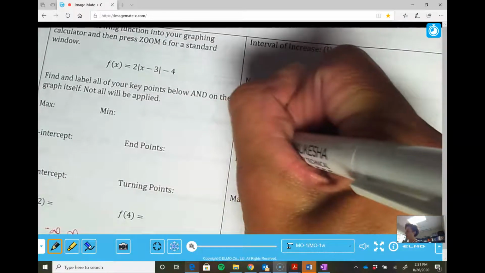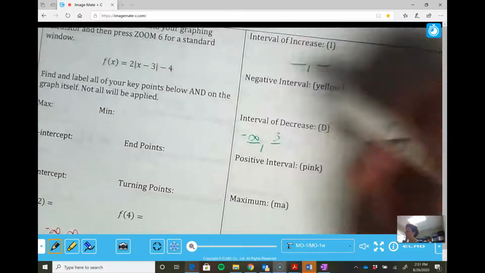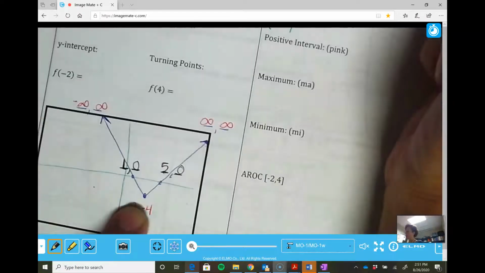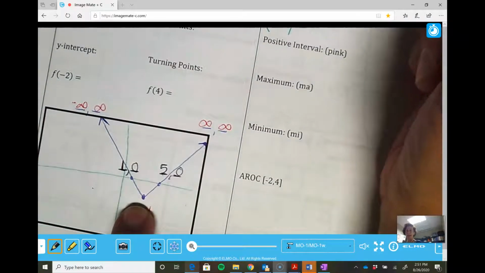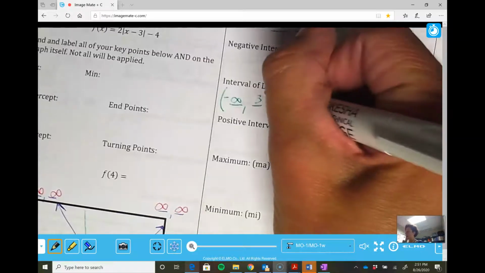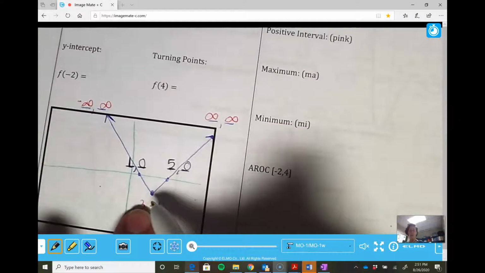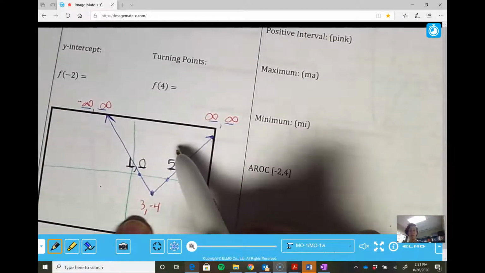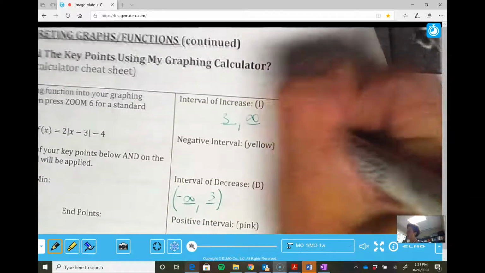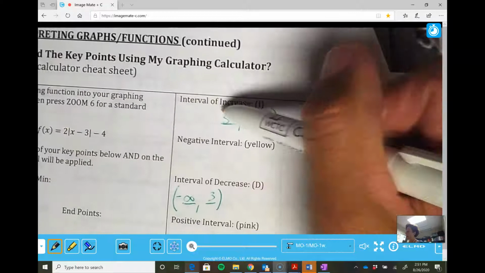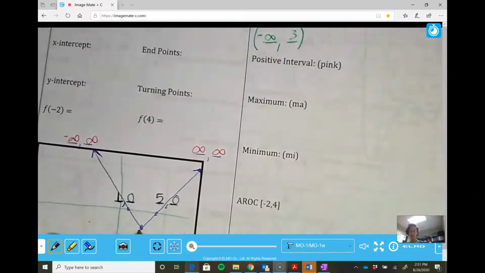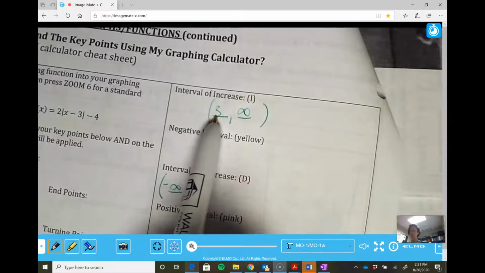I think I said 4 to 3. And it's always parentheses. And remember, when it gets down to the bottom, it's not increasing or decreasing, so we don't include 3. So that's why I use the parentheses. And then the increasing is going to go from 3 to infinity. Always the x values. 3 to infinity, parentheses. And remember, at 3 down here, it's not increasing or decreasing, so we don't include 3.